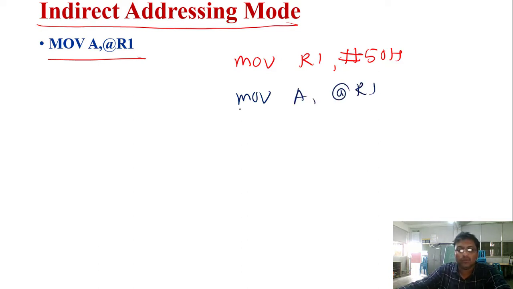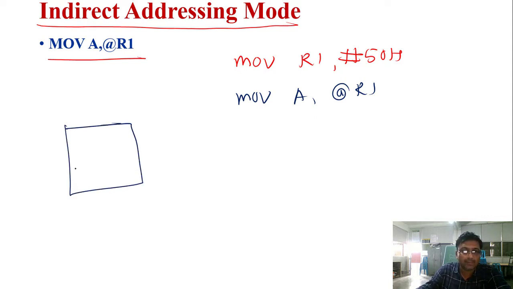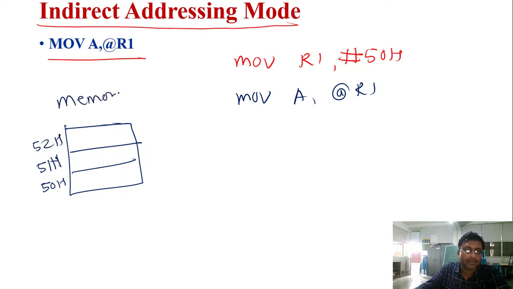All right, so what will the first instruction do? It creates one memory table. We have a memory table where the starting address is, suppose, 50h, 51h, 52h, and so on. So this is the memory. Whenever this instruction executes, it loads the value 50h into R1. So I have the memory table as well as the register table.